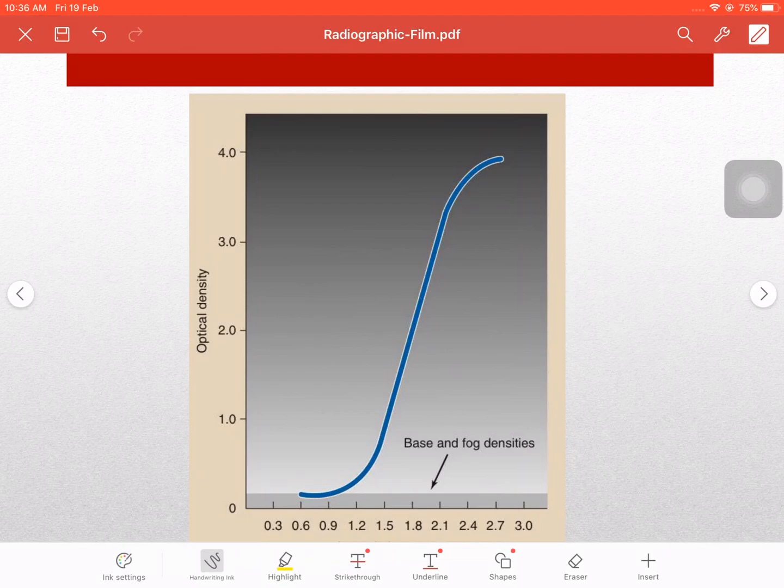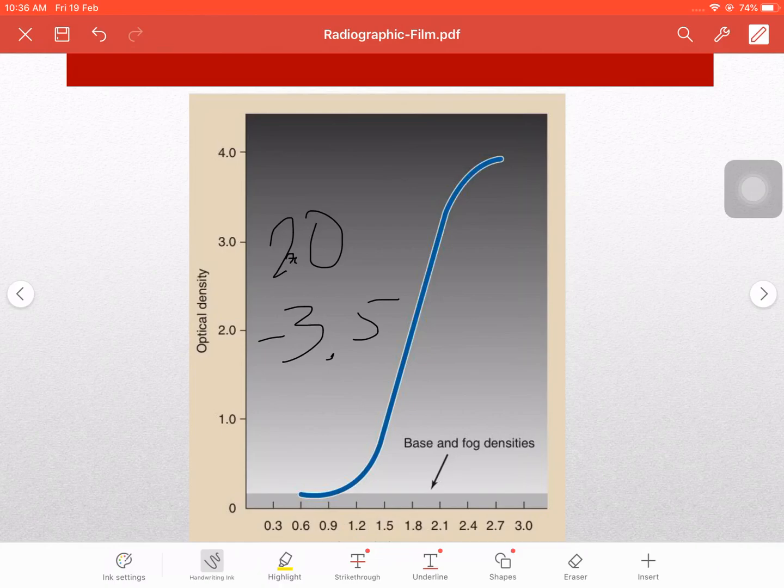An average film gamma for exposed X-ray film is from 2.0 to 3.5. That is your average film gamma. Film gamma is the maximum slope of the curve. Again, it is measured at the steepest point on the straight line portion. This film gamma measures the gradient.